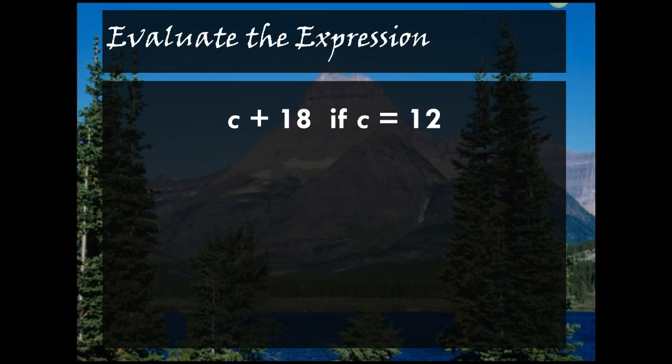In our first problem, we're asked to find c plus 18 if c equals 12. The first thing we want to do is substitute the given value in place of the variable. It is always important to take the time to rewrite the problem with the values substituted in for the variables. This helps you avoid making mistakes. We will write 12 plus 18. 12 plus 18 equals 30.